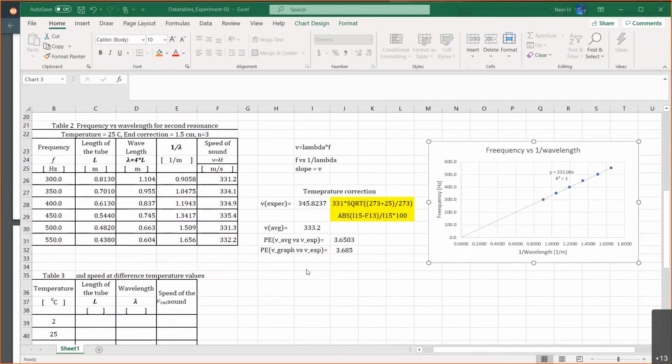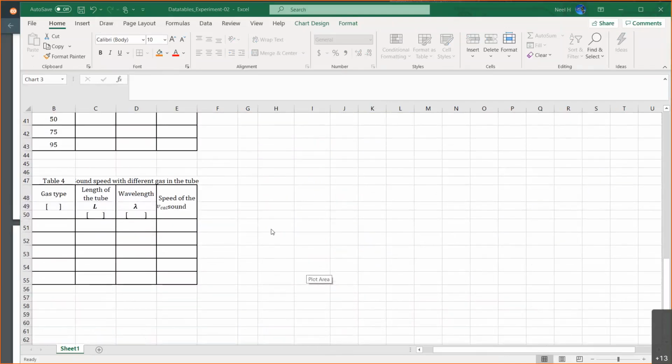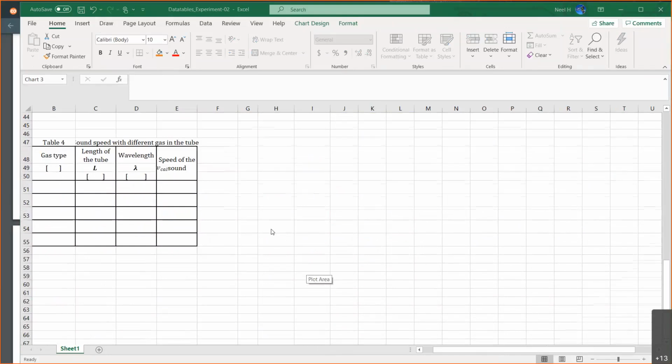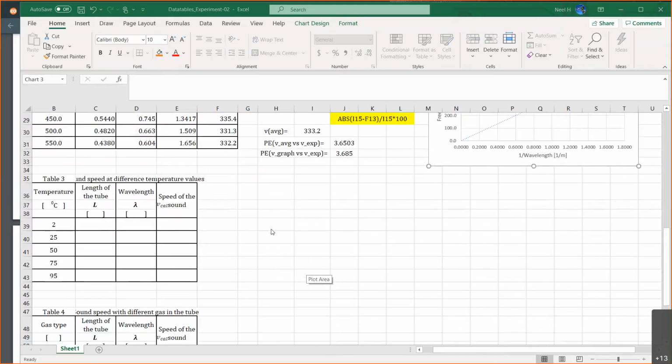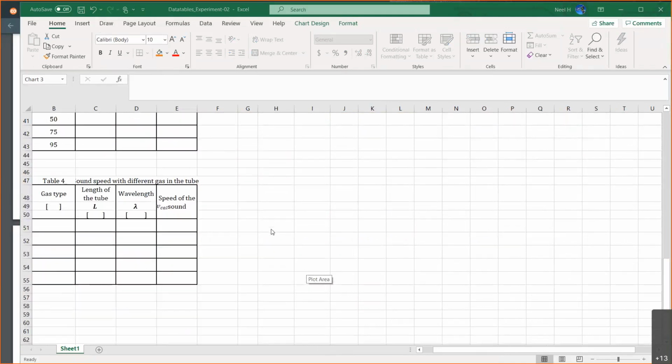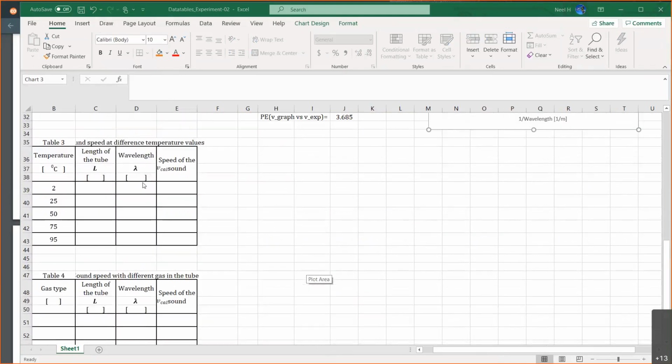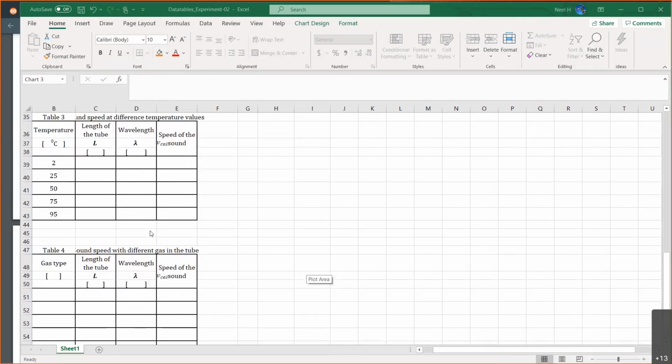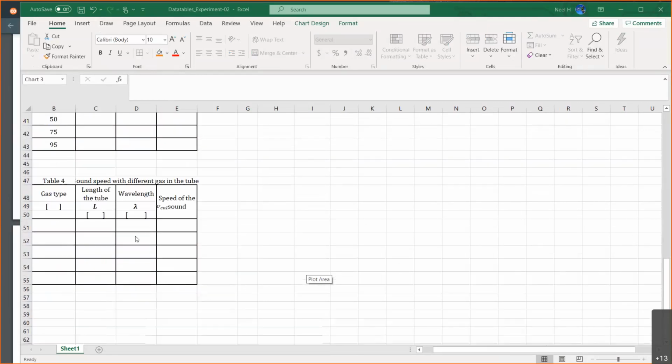All right, so we have 2 more tables to do. Those are not really difficult at all. The third table is where we're going to look at the temperature effect, and the fourth table is where we're going to look at the effect of the medium. So technically there's no graph or anything for those two. We're going to see whether the sound speed really changes as a function of temperature or not. That's what we're going to do there. And next one is the effect of the medium.